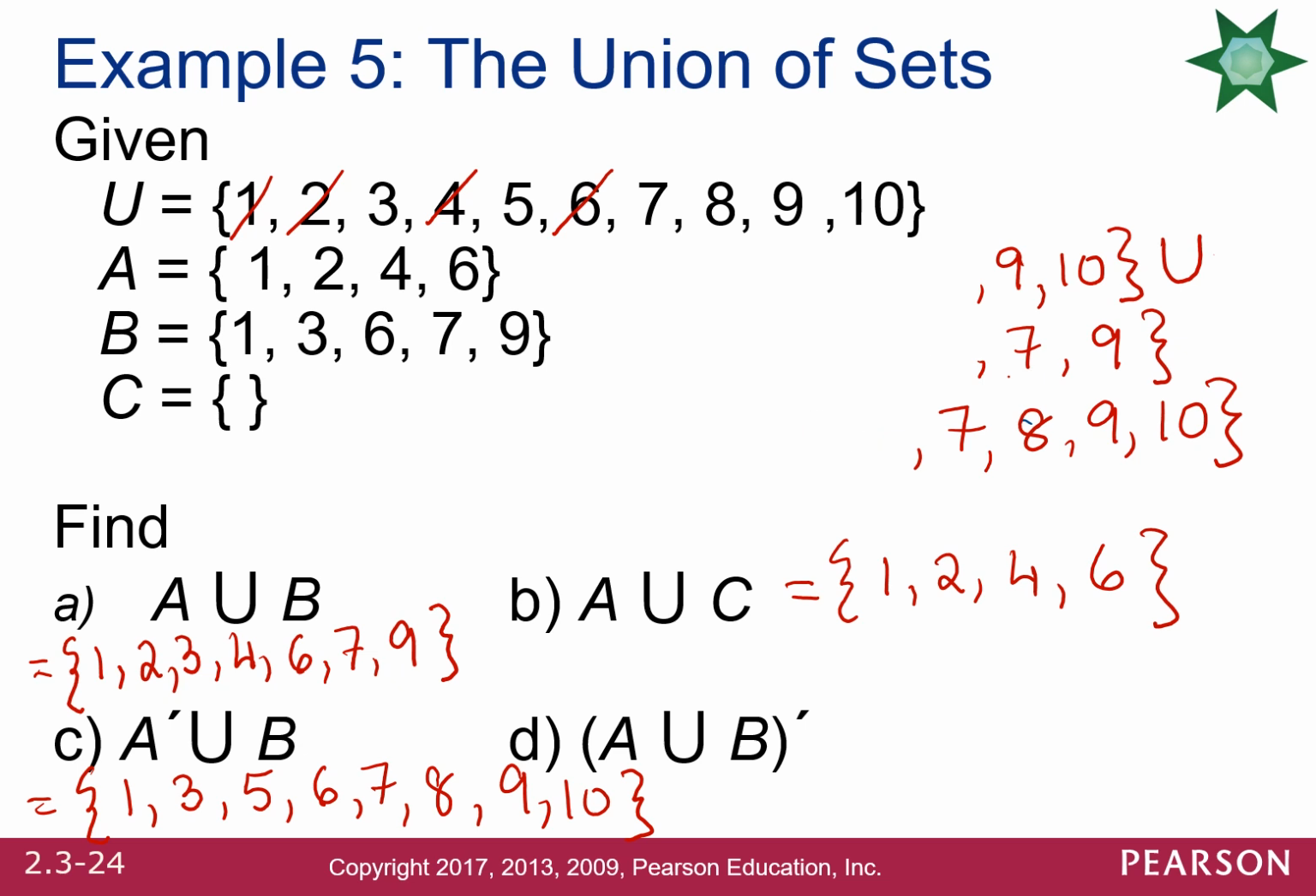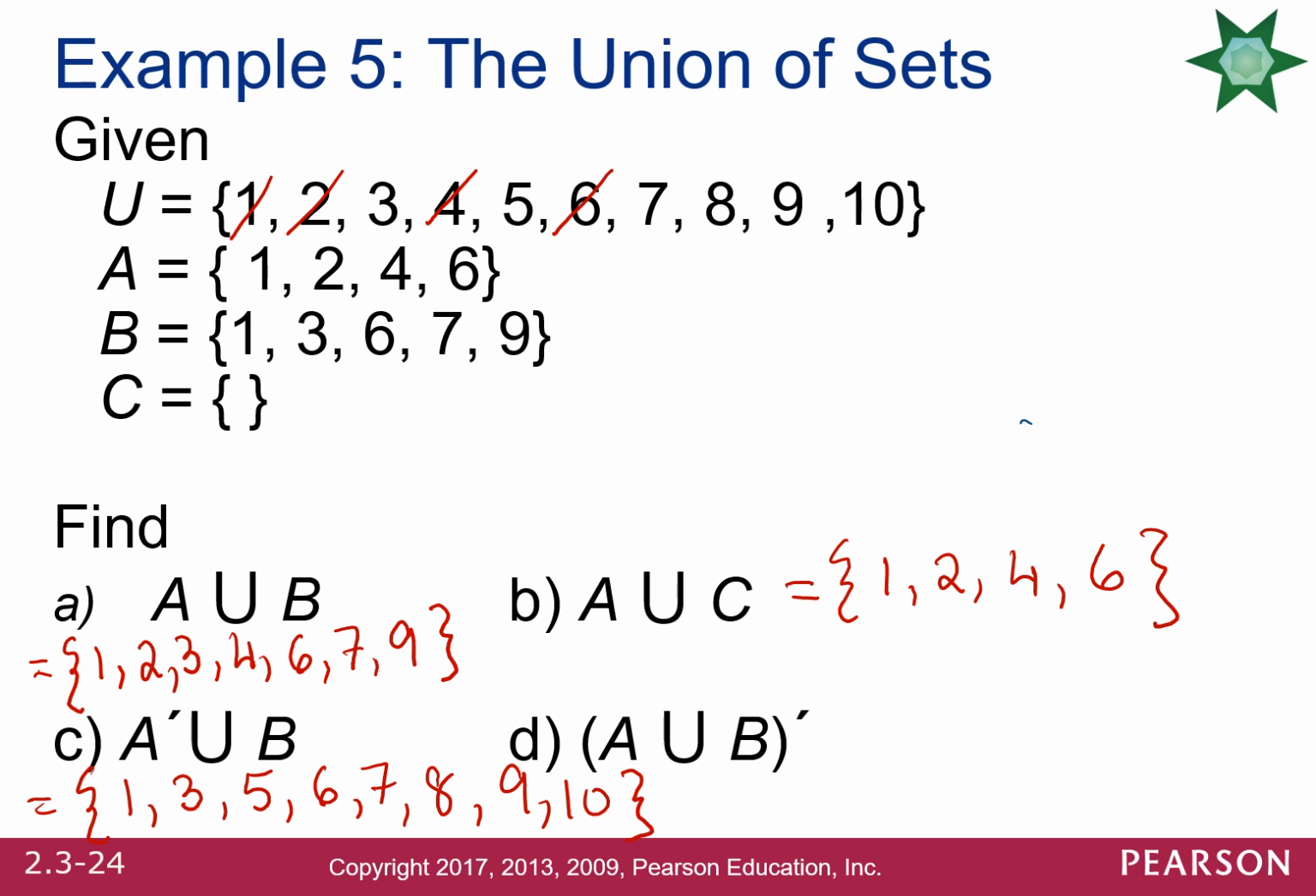Let's erase our previous work and start fresh. All right, so A union B would be all these values, right? We already worked through that in part A: 1, 2, 3, 4, 6, 7, 9. So let's list that. All right, it's 1, 2, 3, 4, 6, 7, 9.